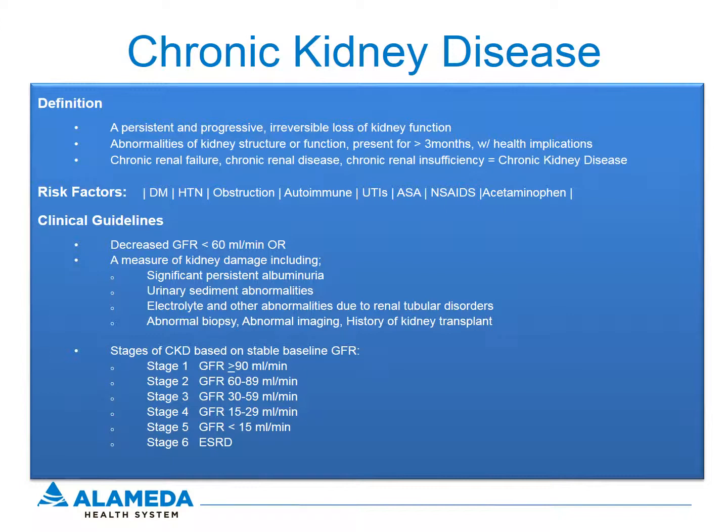So the definition of chronic kidney disease is a persistent and progressive irreversible loss of the kidney function. And we mentioned that a little bit earlier. It's persistent. It also is defined as an abnormality of the kidney structure or function that is present for over 3 months and does have some health implications.